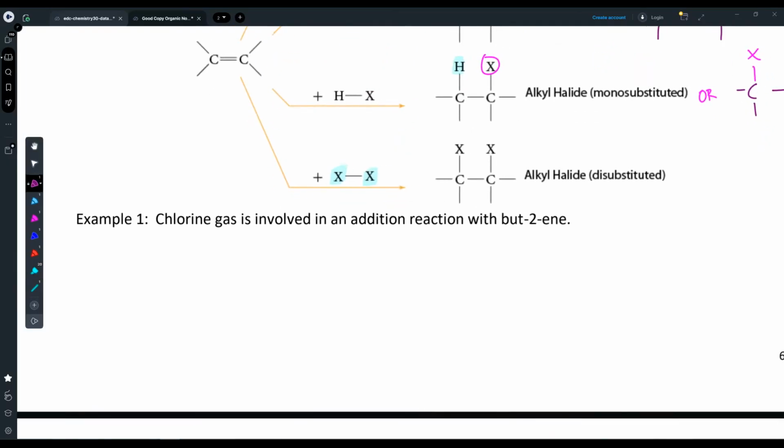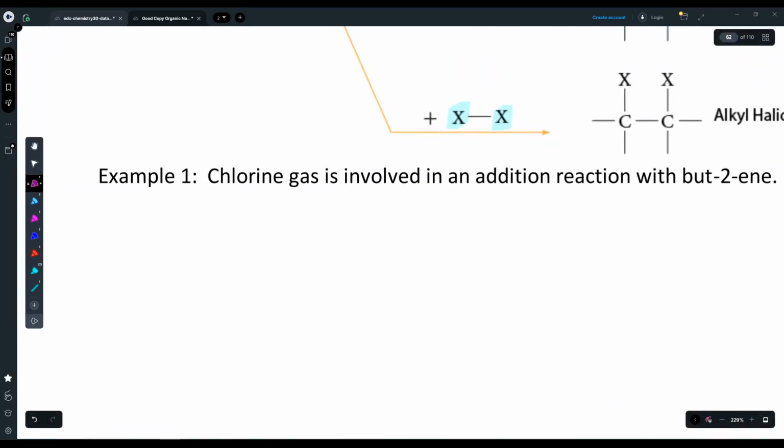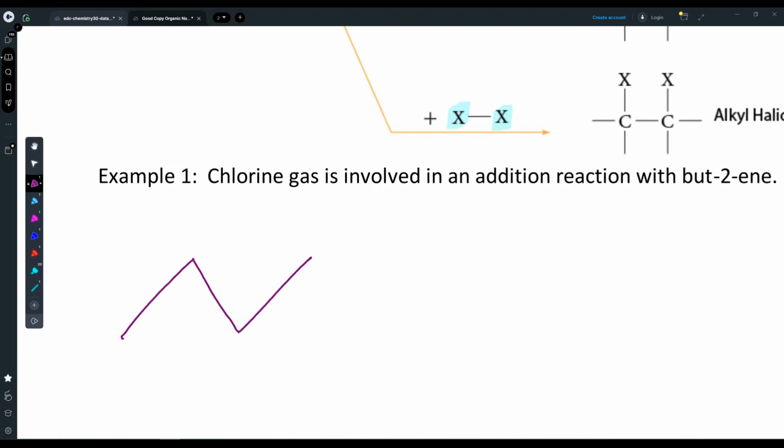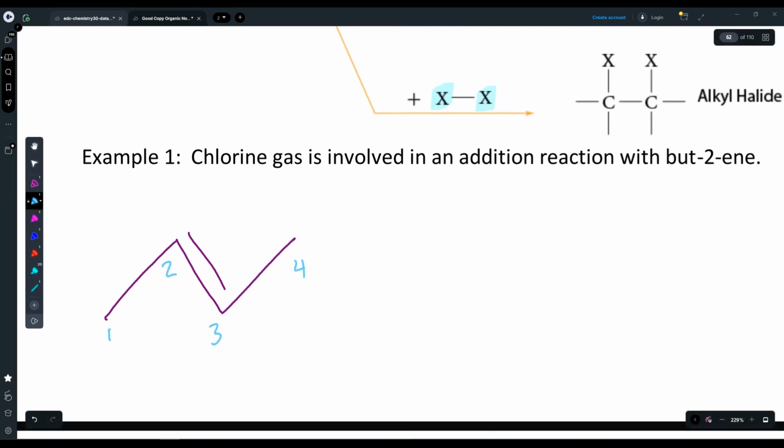Chlorine gas is involved in an addition reaction with butene. Okay, so first off, let's just draw butene. But means that there's 4 carbons in the parent chain. Ene means there's a double bond on carbon 2. So I'm going to draw this out: 1, 2, 3, 4, and then a double bond starting on carbon 2. So I'm counting my carbons like that.